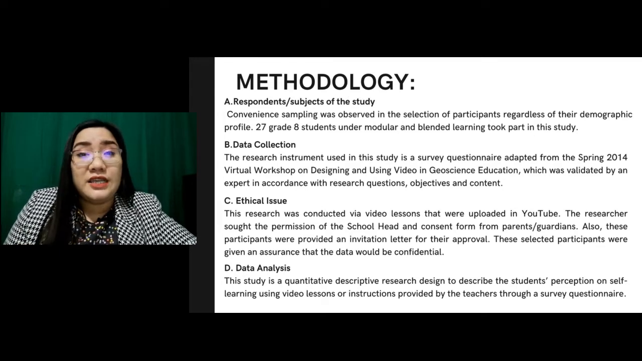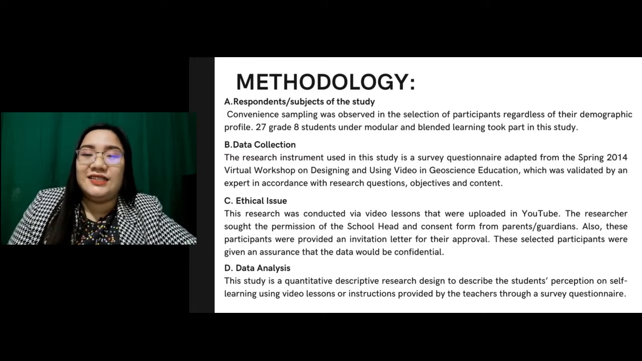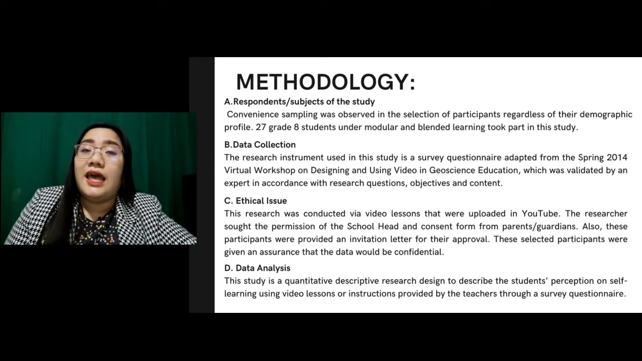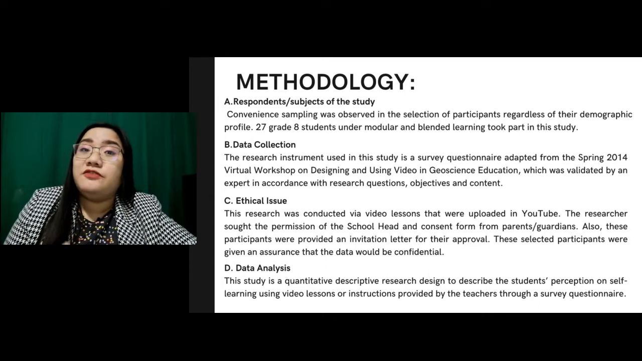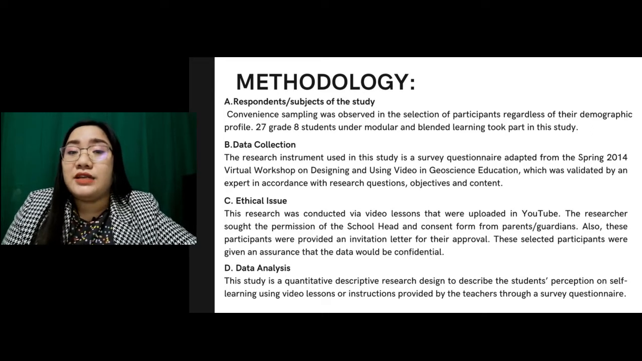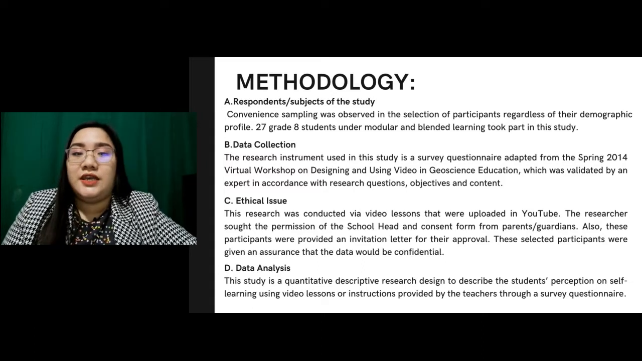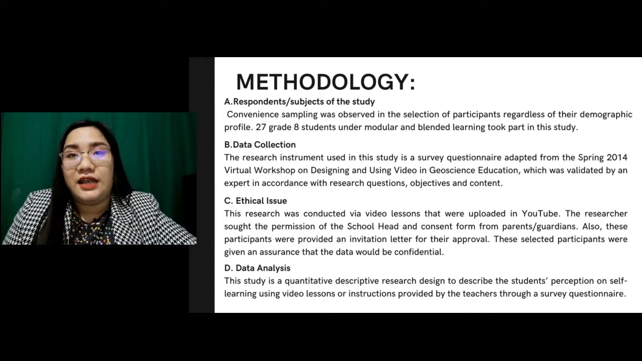27 grade 8 students under the modular blended learning took part in this study. The research instrument used in this study is a survey questionnaire adapted from the Spring 2004 virtual workshop on designing using video in geoscience education, which was validated by an expert in accordance to research questions, objectives, and content. Of course, this research was conducted via video lessons that were uploaded in YouTube.